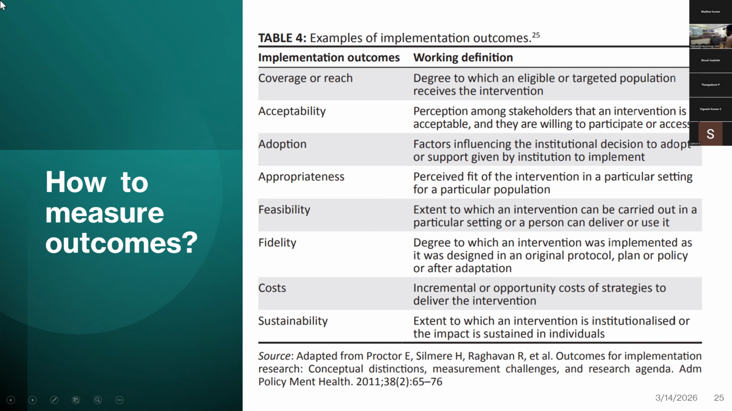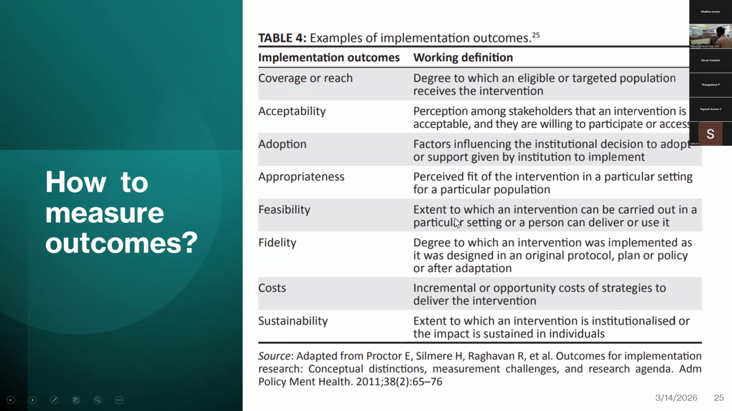Coverage implies the degree to which an eligible population receives the intervention, and acceptability is nothing but how well the participants, which is the doctors who know about the study finding, are able to use it in routine practice. And adoption is nothing but identifying the factors which influence the institutional or the government's decision to implement the practice into clinical practice. And appropriateness is to find out whether the new intervention can be integrated into the pre-existing healthcare setup.